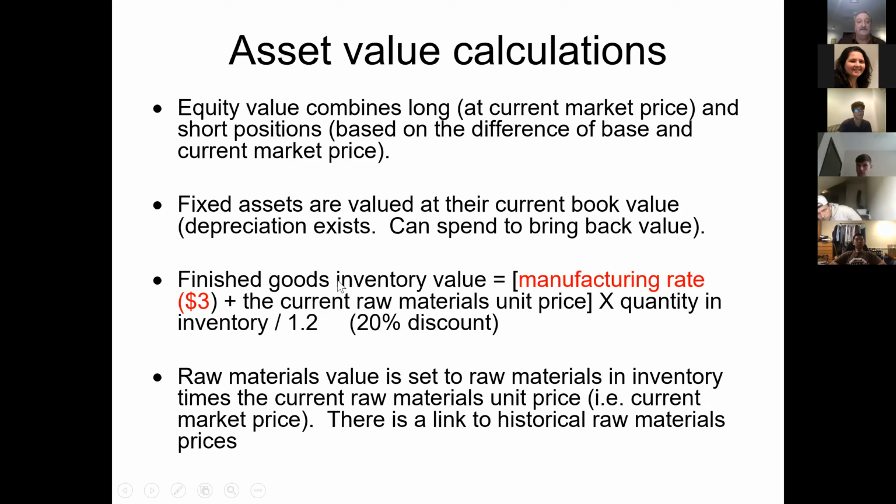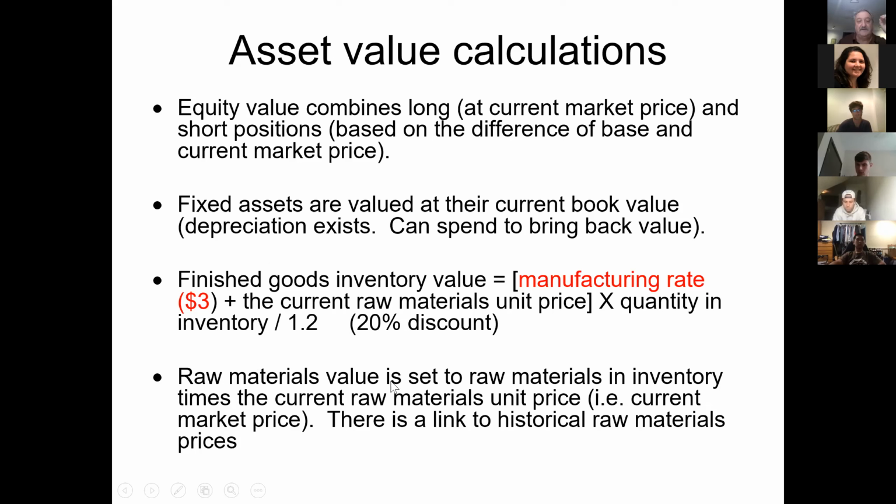The finished goods inventory, the way you calculate the value of that is you take your company's manufacturing rate, which starts at $3, but changes over time, depending on whether you invest in certain things like cost control programs. So it's the manufacturing rate times the current raw material price times the quantity in inventory divided by 1.2. So there's a discount on this value. That's how finished goods inventory is evaluated for cash.